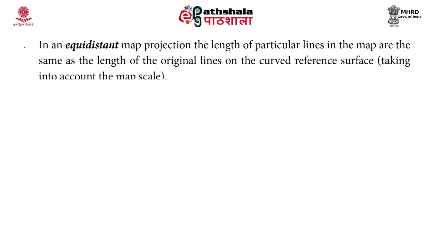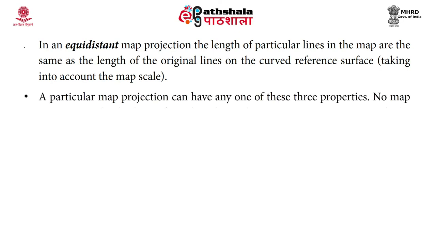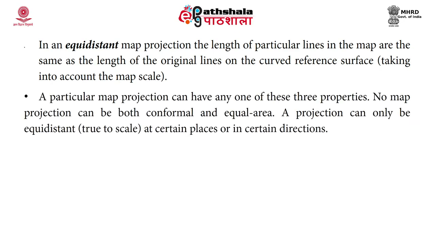And finally, the third is the equidistant map projection, where the lengths of particular lines in the map are the same as the lengths of the original lines on the curved reference surface, taking into account the map scale. So a particular map projection can have any one of these three properties. No map projection can be both conformal and equal area. A projection can only be equidistant, that is true to scale, at certain places or in certain directions.